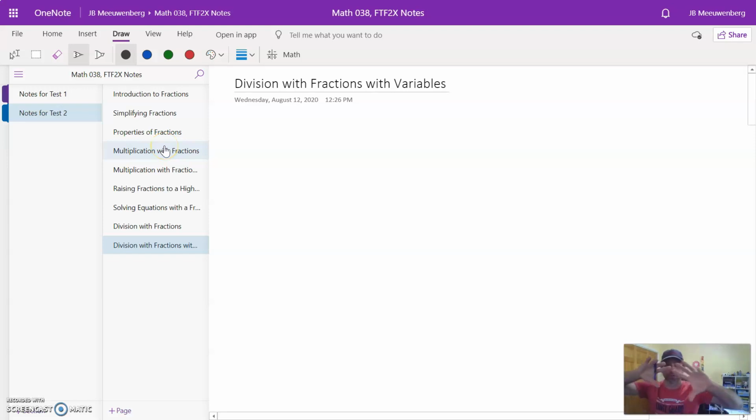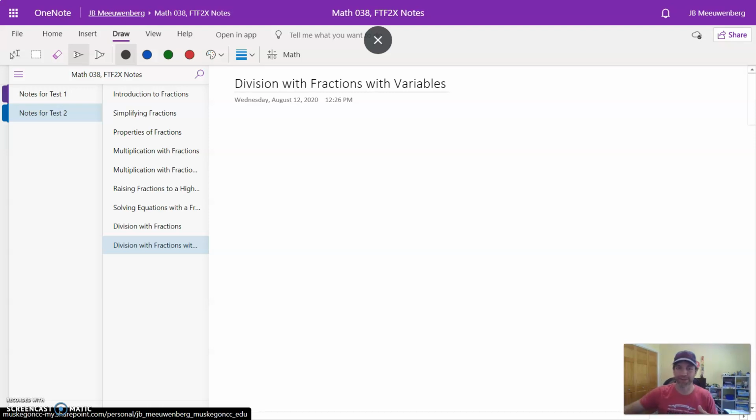So we're going to really start combining things that we've learned. That's what is happening all throughout this course. We learned something new, we put them together. Then we learned something new and we put all that together. So division with fractions with variables in them. Oh, this is going to be fun.